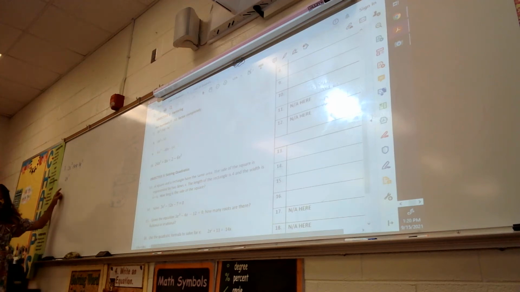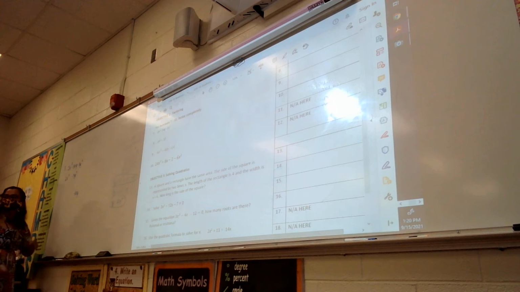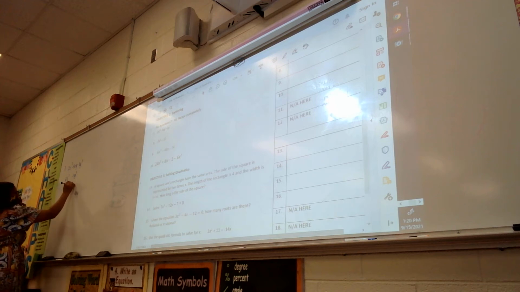2x squared. Let's do it together. Negative 3y squared. And your middle term should be at the bottom part. Ready? Alright. Think of a factor for 2x squared. 2x and x. Very good. Think of a factor for negative 3. Negative 3 and y. No, negative 3y.